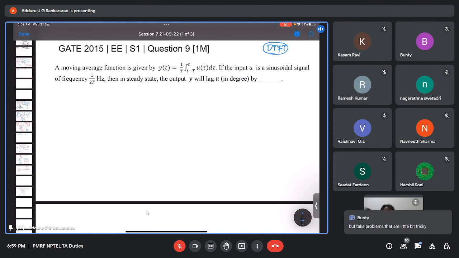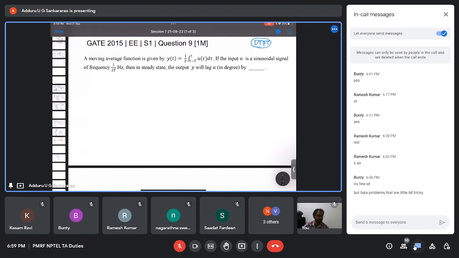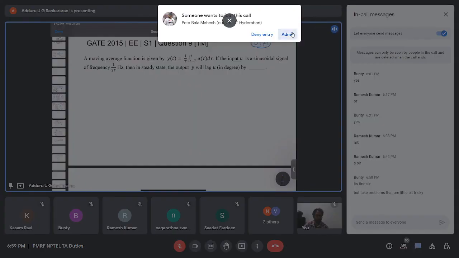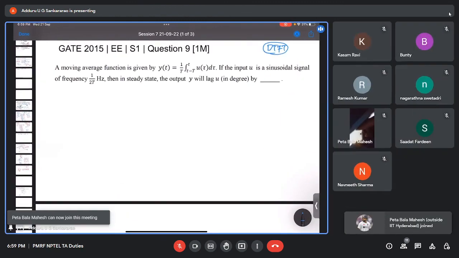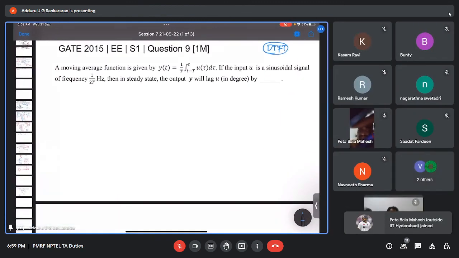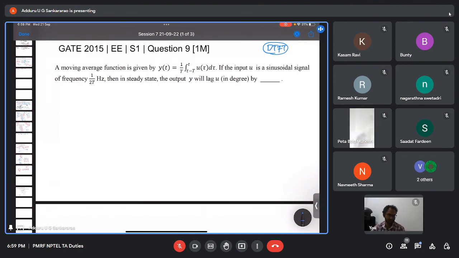So it's already 7, I guess. Bunty's question is to take problems that are a little bit tricky. Fine. Actually, we are assigned some problems to discuss in the live sessions. We are solving them, and other than that, we are trying to take some extra problems. Digital electronics questions assigned to me are somewhat easier ones. Nevertheless, from the next class onwards, we'll try to solve somewhat difficult and tricky problems.